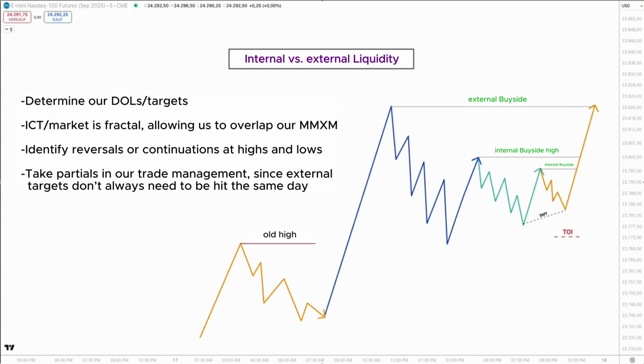And last but not least, these liquidity pools help us optimize our trade management because certain external targets are often not reached on the same day, but rather 1 or 2 days later, or sometimes even the following week. However, we usually get a take profit at the internal liquidity within the same macro, meaning within our time of interest in our trading session.